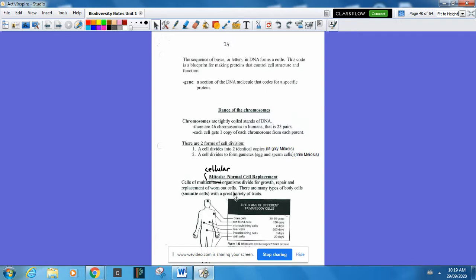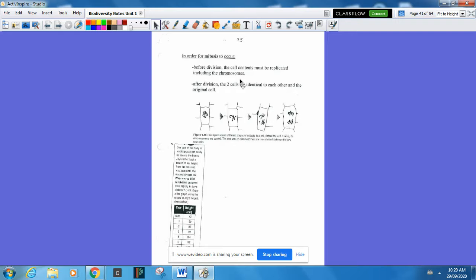And so here's normal mitosis, where cells grow, divide, and replace. Mitosis is the cell function where it makes duplicates of its cells, and they give you some of the lifespans for various cells down here. And for mitosis to happen, basically the chromosomes have to all duplicate themselves, and then they split apart like this, and then you get a new cell.